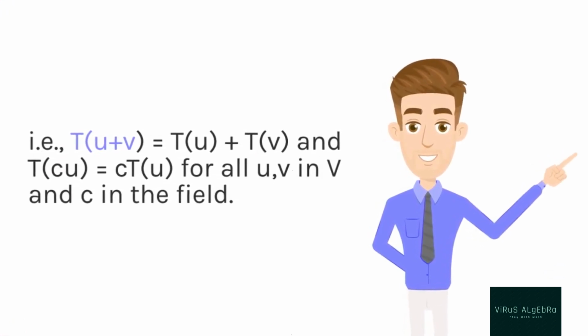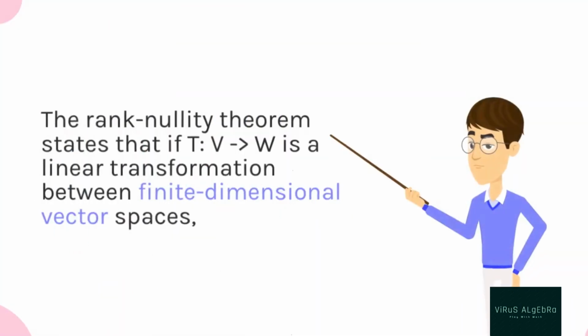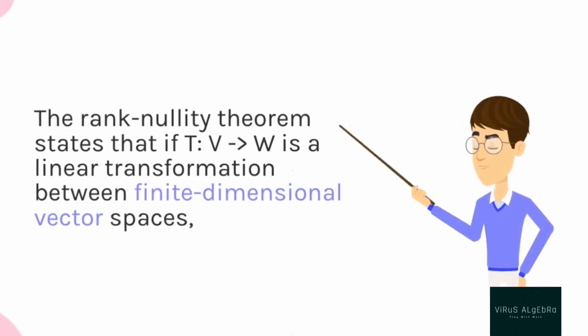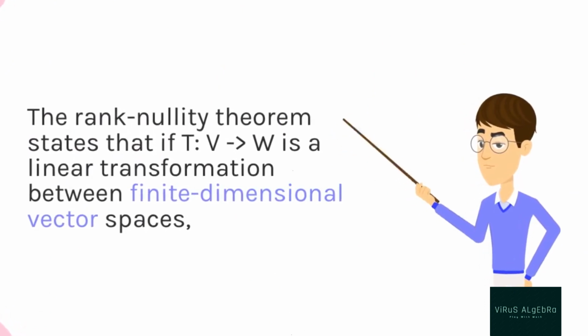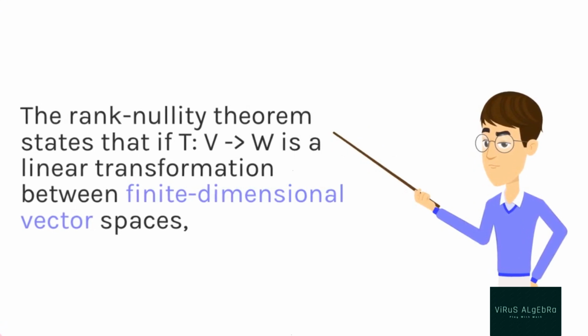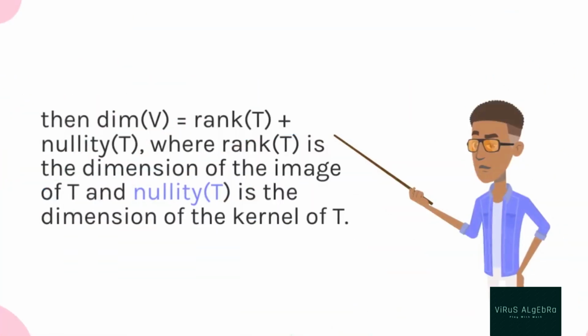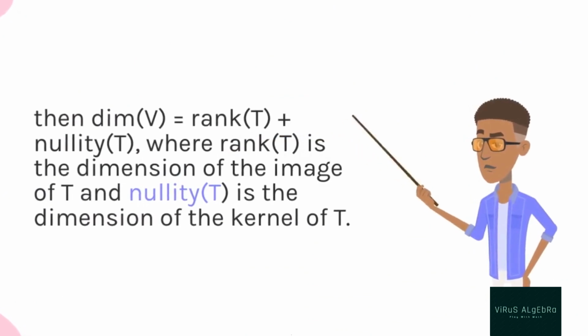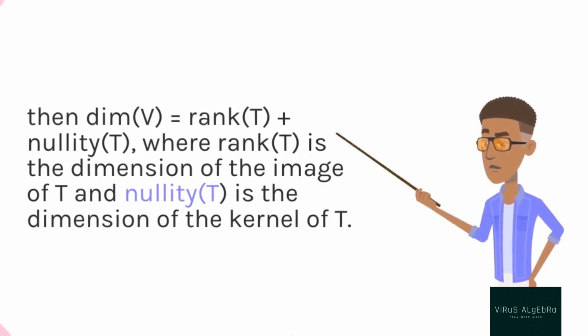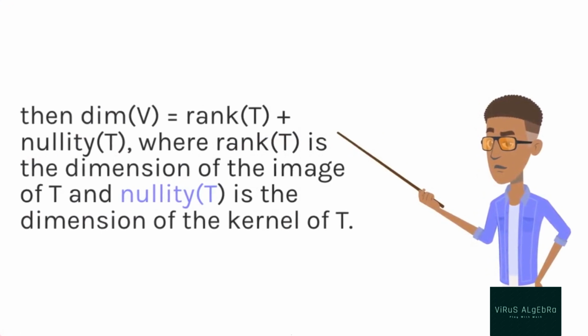The rank nullity theorem states that if T: V to W is a linear transformation between finite dimensional vector spaces, then dim V equals rank T plus nullity T, where rank T is the dimension of the image of T and nullity T is the dimension of the kernel of T.